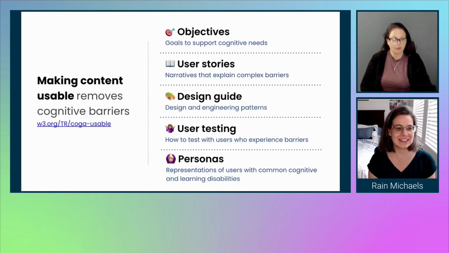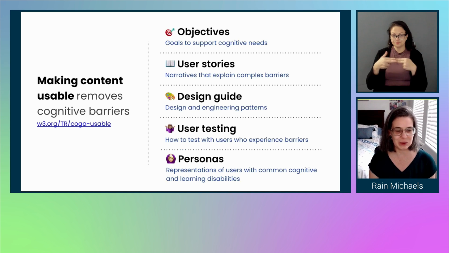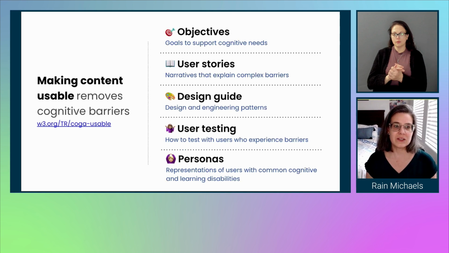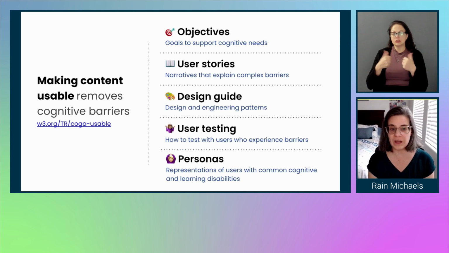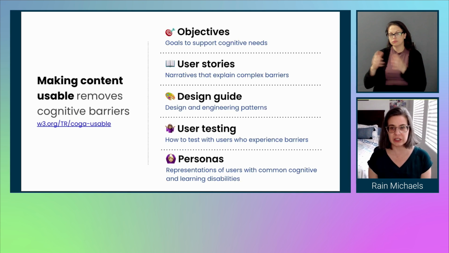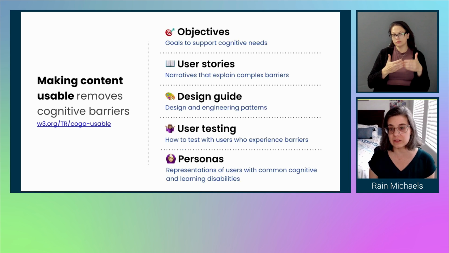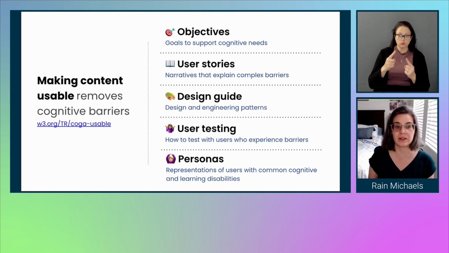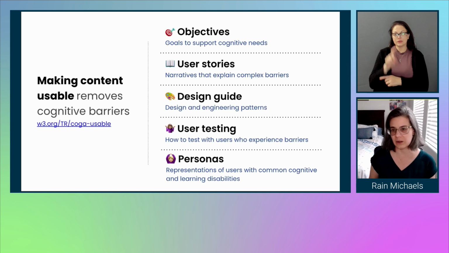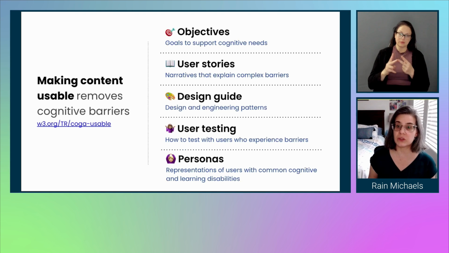And this slide says, making content usable removes cognitive barriers. That's the goal. The document is about removing cognitive barriers. And it's trying to do so through 5 distinct sections of content. So the first section is about objectives. What are the objectives or goals that we need to be considering in order to support cognitive needs when we're designing, when we're developing? The second section is user stories.